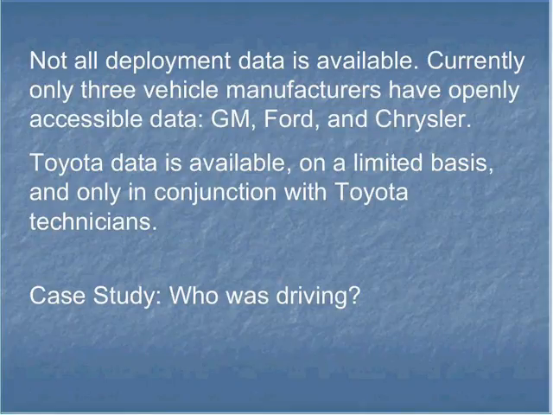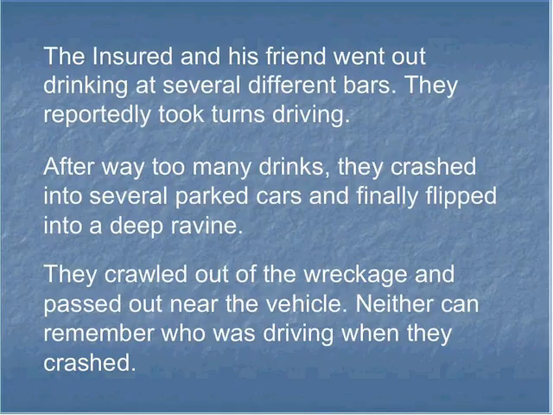The case study that I have up here today is basically who was driving. The question arose: the insured and his friend were out drinking at several different bars, and they reportedly took turns driving. After massive amounts of drinks, they crashed into a whole bunch of parked cars, and they finally Peter Panned off into a deep ravine, meaning they flipped over into a deep ravine. They crawled out of the wreckage, and they passed out near the vehicle. And this is a true case. This actually happened. Neither one can remember who was driving when they crashed.